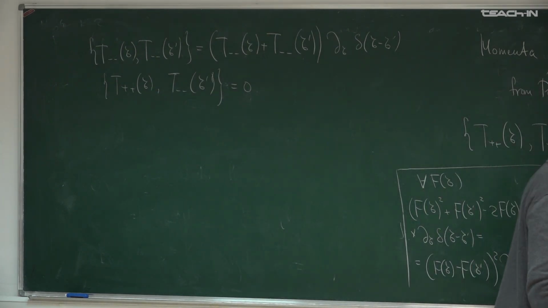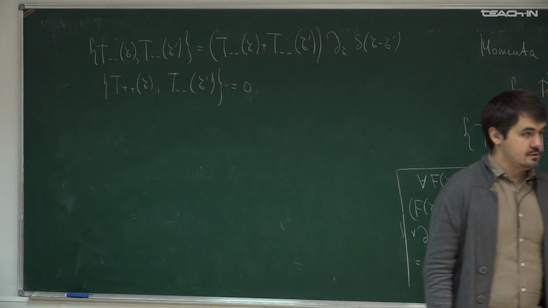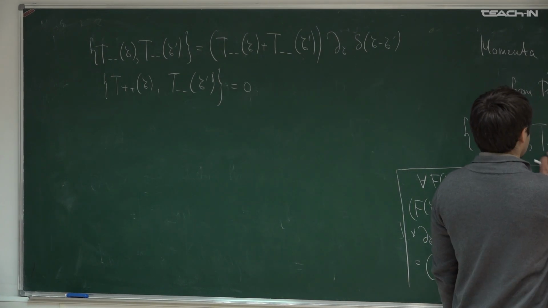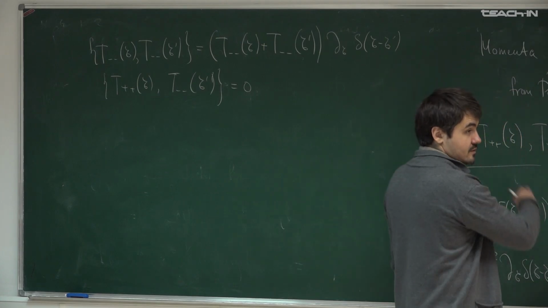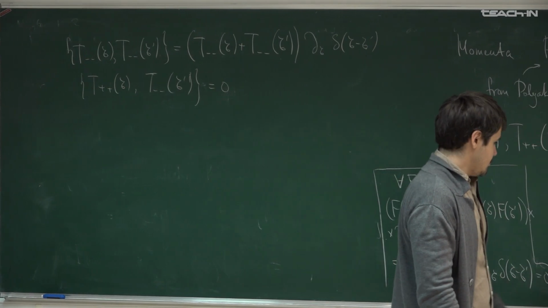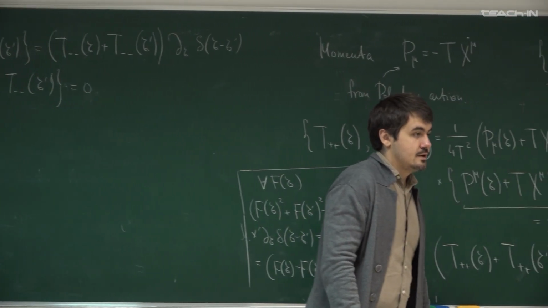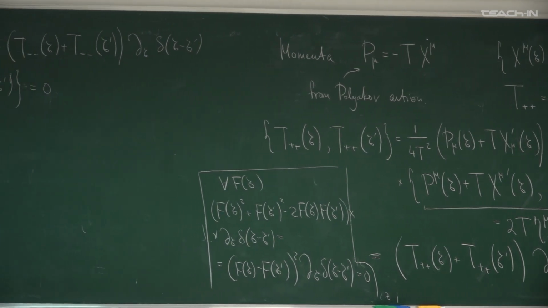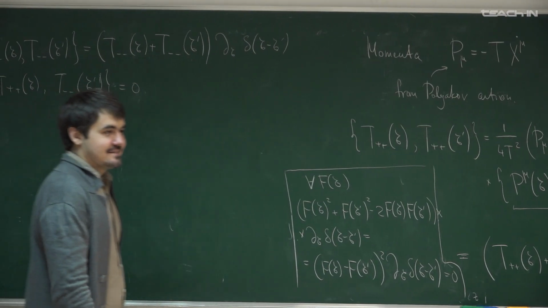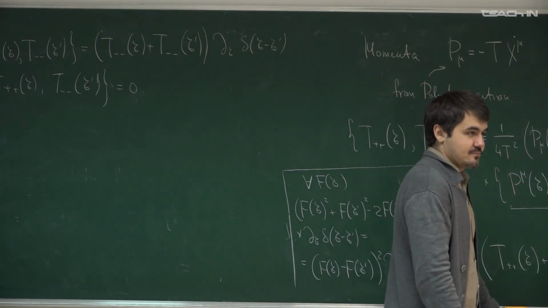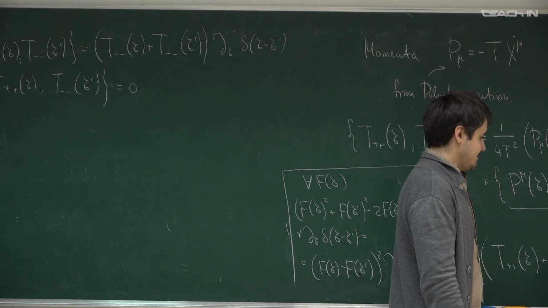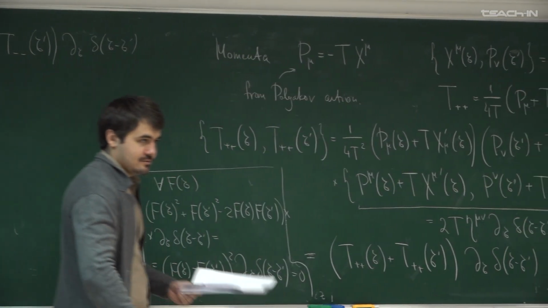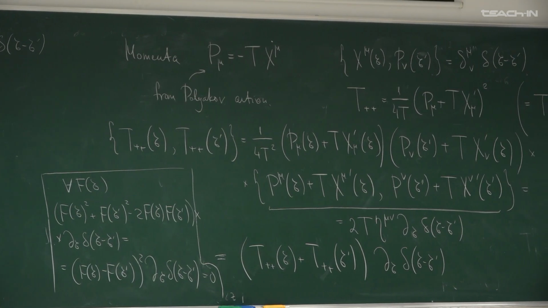By the way, why is this anti-symmetric? The Poisson bracket should be anti-symmetric, right? So here you replace σ with σ', so it's clear why it's anti-symmetric. The delta function is an even function, so its derivative is an odd function.